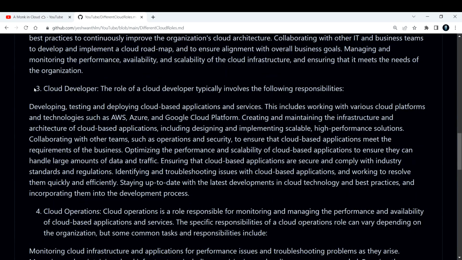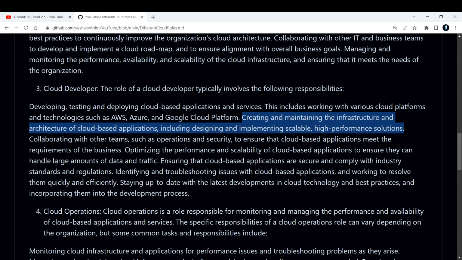So what are the roles and responsibilities of a cloud developer? It involves developing, testing and deploying cloud-based applications and services. This includes working with various cloud platforms and technologies such as AWS, Azure and Google Cloud Platform, creating and maintaining the infrastructure and the architecture of the cloud-based application, including designing and implementing scalable, high-performance solutions.